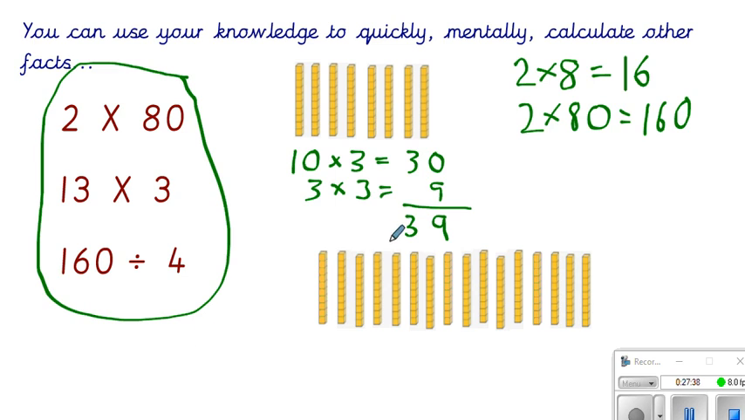And here I've got some Dienes blocks to show you. So here's 16 lots of 10, which is 160. And I'm going to group them into equal groups. Let's hope I've put enough there. Yes, I have. Equal groups of 4. 160 divided by 4 is 40.